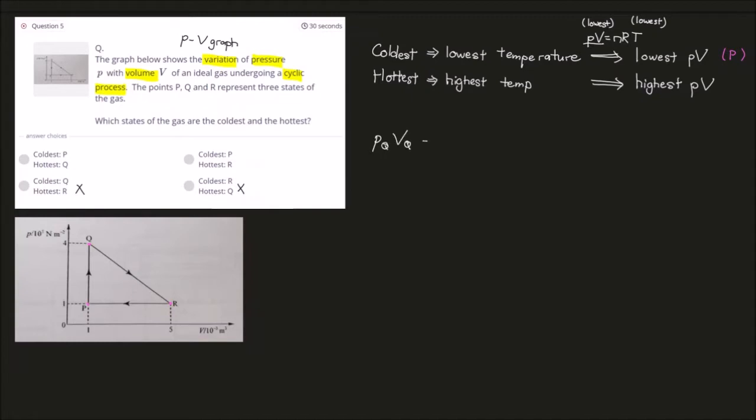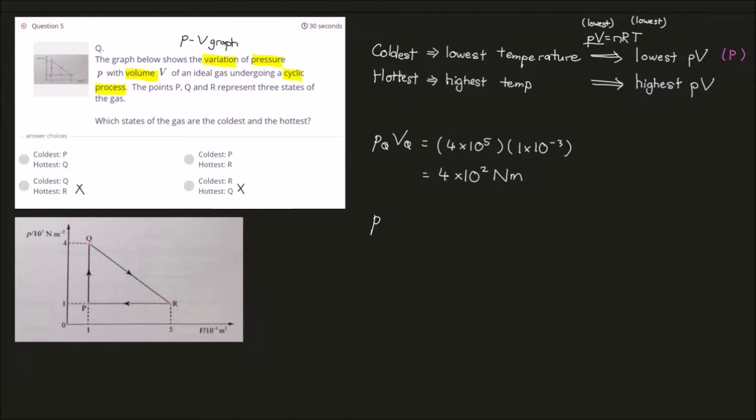PV for Q is equal to, the P is 4 times 10 to the power of 5, the volume is 1 times 10 to the power of negative 3. If you calculate that, you get an answer of 4 times 10 to the power of 2, and the unit will be Newton meter. Why Newton meter? Because it's Newton meter to the power of negative 2 times meter cube, then you will get Newton meter.